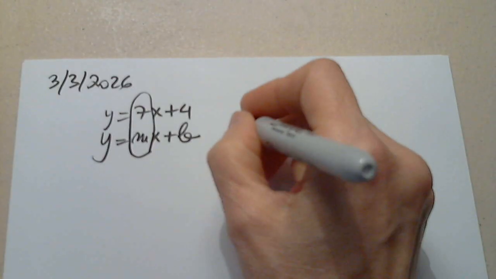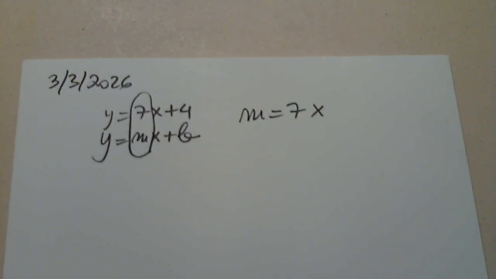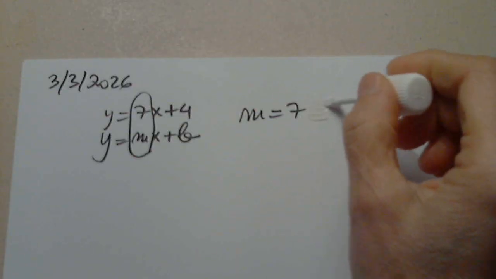So please do not say that the slope is 7x. The slope is not 7x. The slope is only a number, and it is the number that is the coefficient of x. So please do not ever include x in the slope.